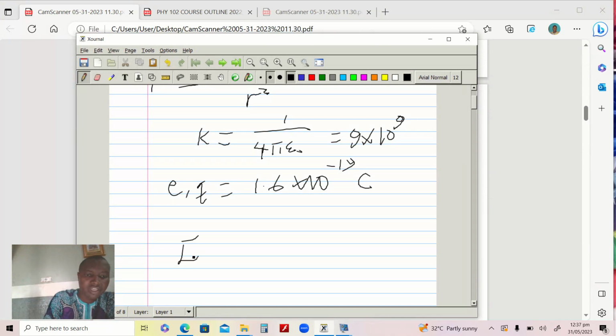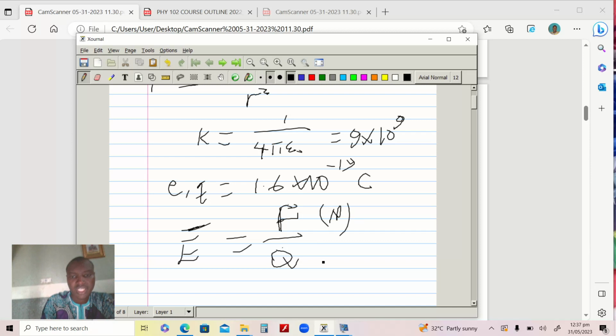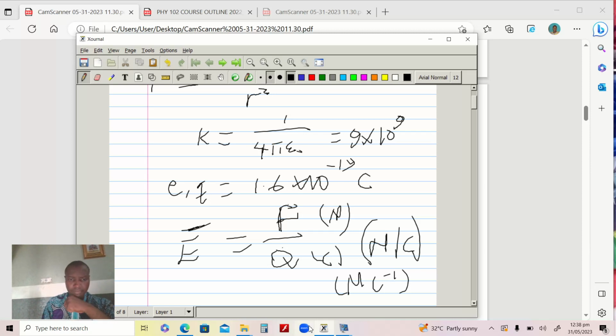So E is a vector quantity. When you see this sign, it's talking about a vector quantity. The F up here is equal to force, then divided by Q. And the unit of force is Newton. The unit of Q is Coulomb. So the unit for electric field intensity is Newton per Coulomb, as we see there.